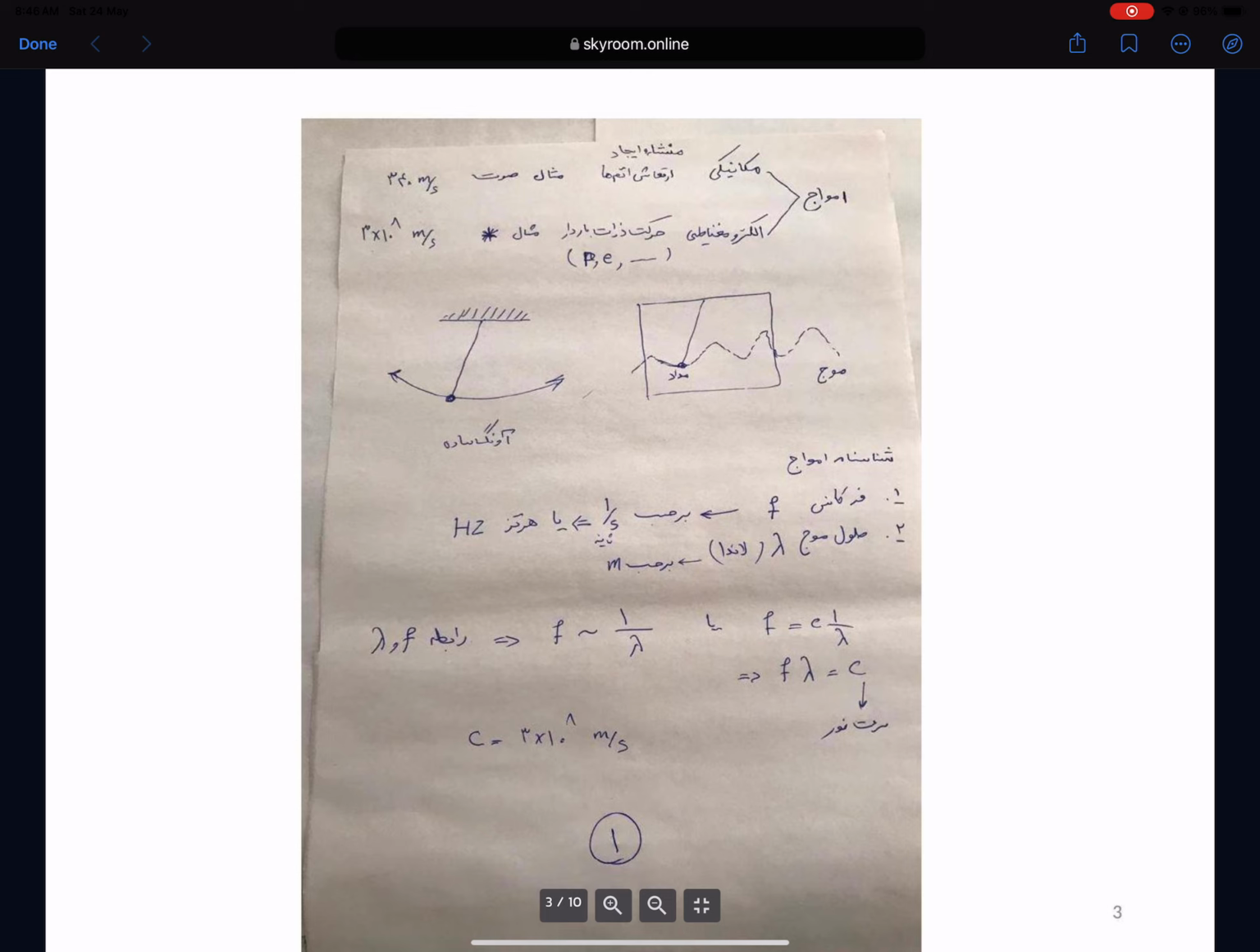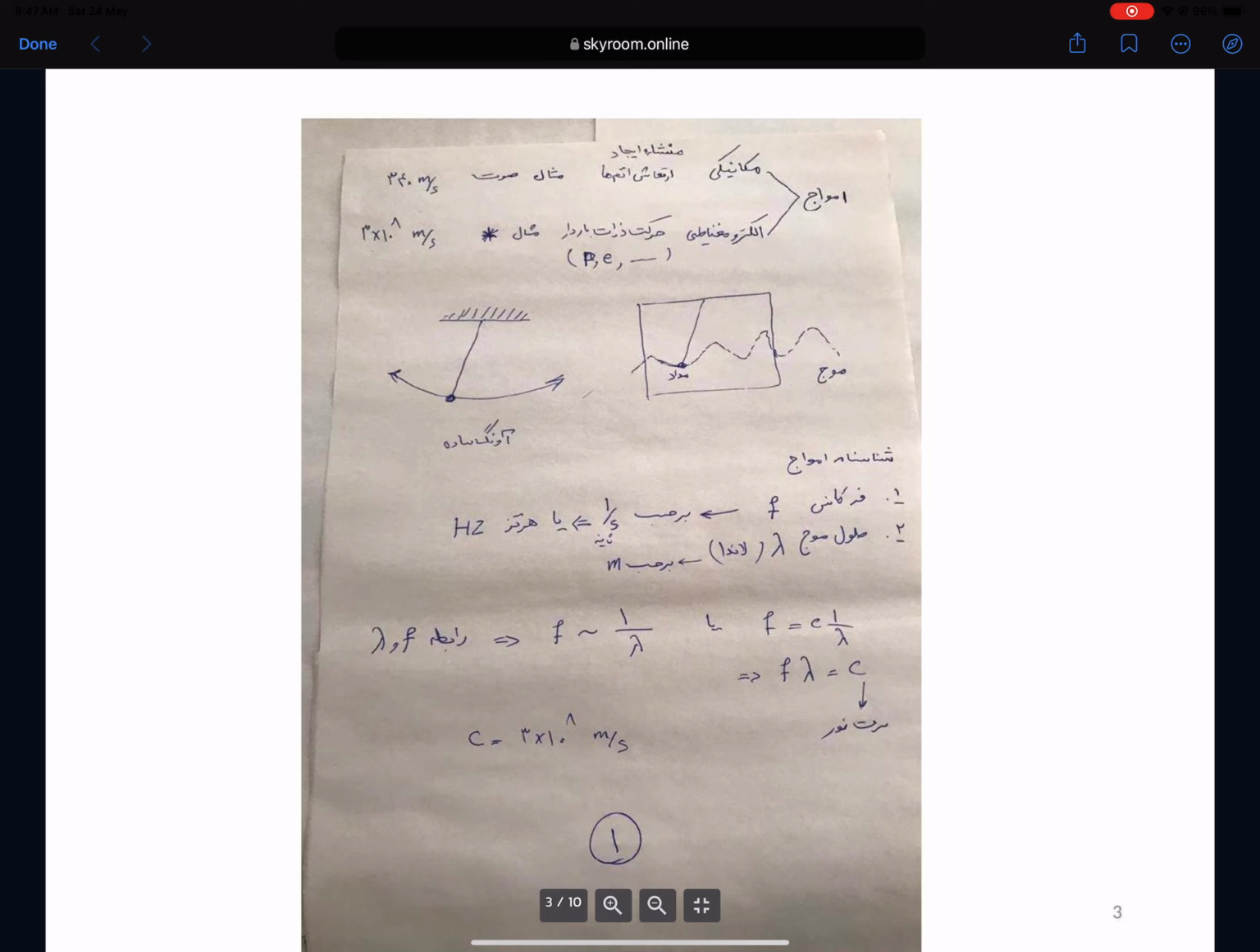For example, the pressure of air, the humidity of air, the temperature of the air. All these situations can affect the velocity of mechanical waves. For example, ultrasound or sound, which are mechanical waves, their velocity depends on the situations.